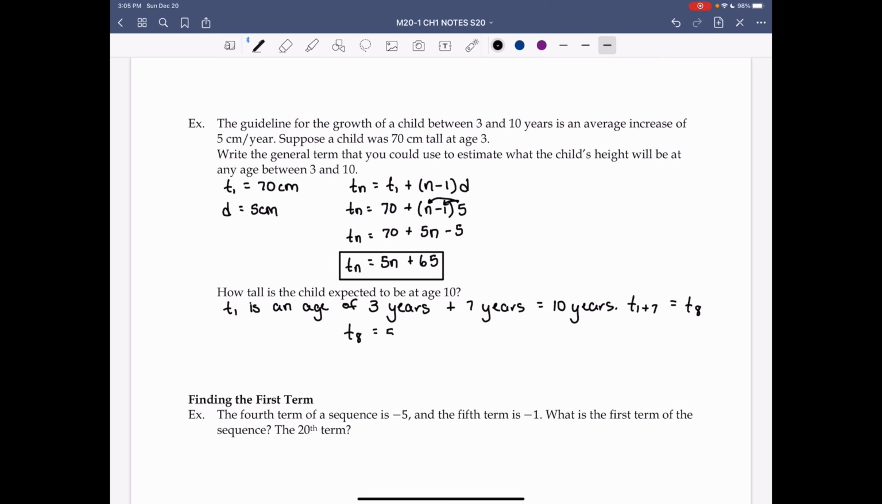T8 equals 5 times 8 plus 65. T8 equals 5 times 8 is 40 plus 65. T8 equals 40 plus 65 is 105. We would expect the child to be 105 centimeters at the age of 10.